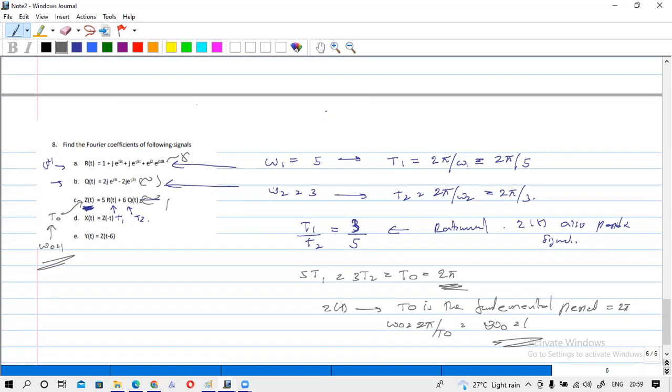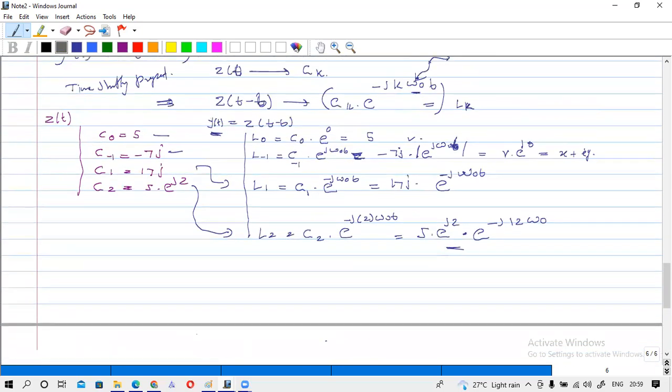Very easy. So what you have to do is put 1 for every term.